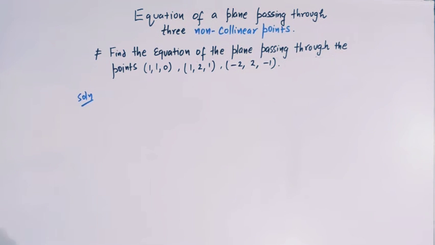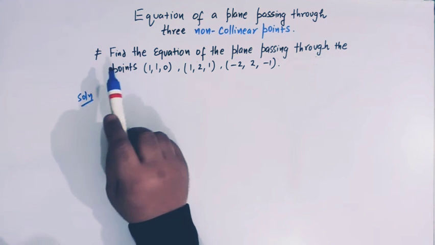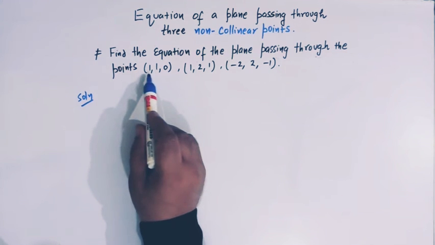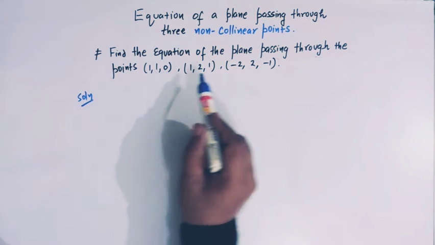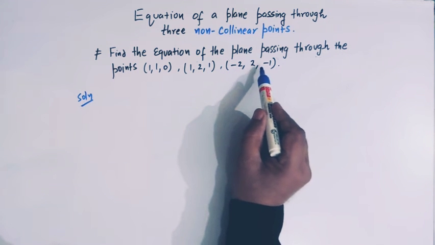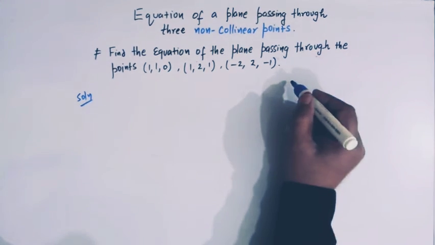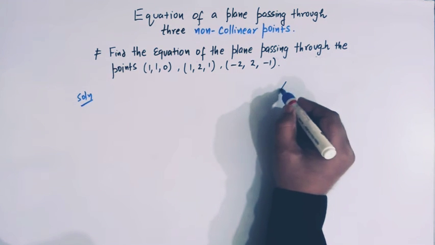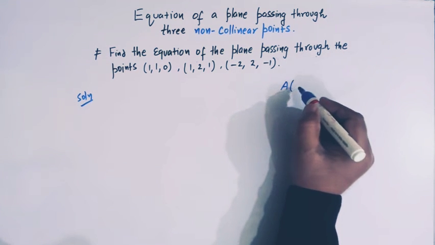Let us find the equation of a plane passing through three non-collinear points. So here we have the problem: find the equation of the plane passing through the points (1, 1, 0), (1, 2, 1), and (-2, 2, -1). So here we have 3 points. Let us denote these points by A, B and C.